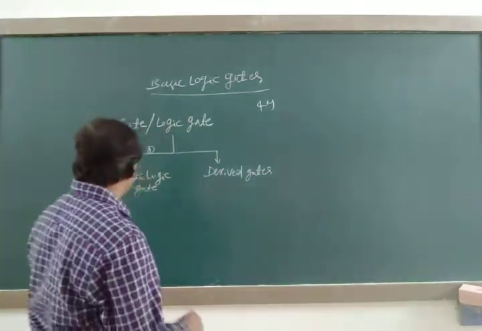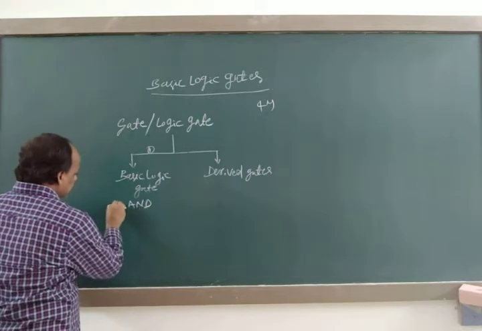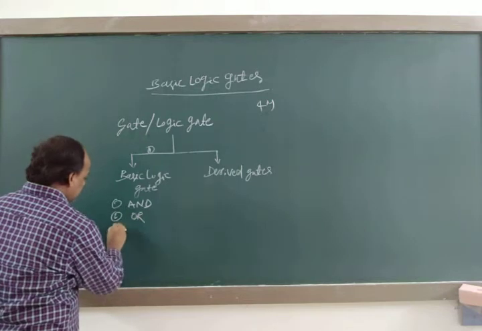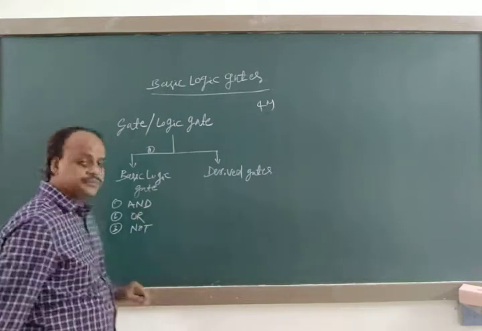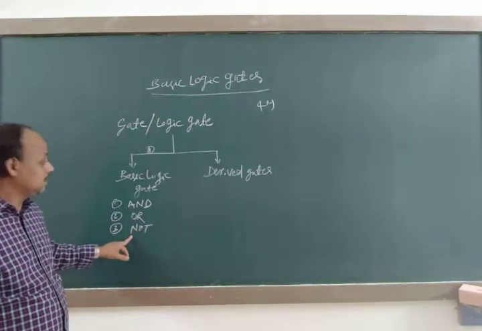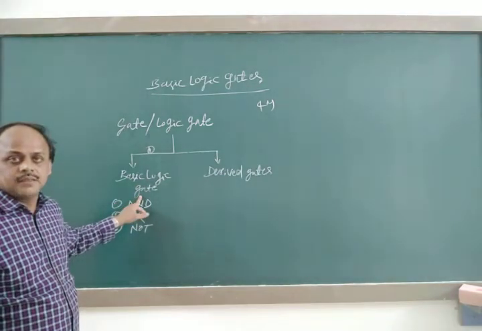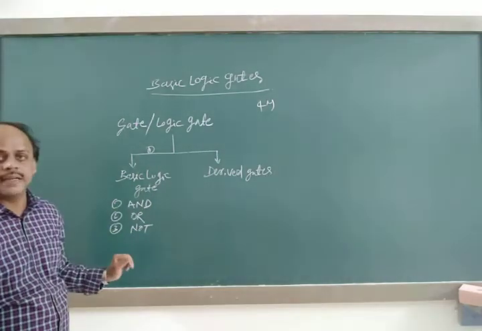For example, AND, OR, NOT. These are basic logic gates. Means fundamental gates are called basic logic gates.